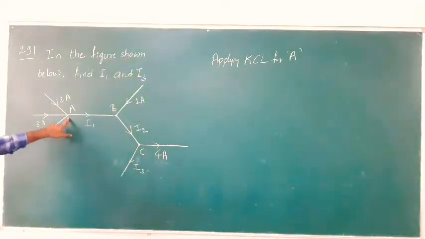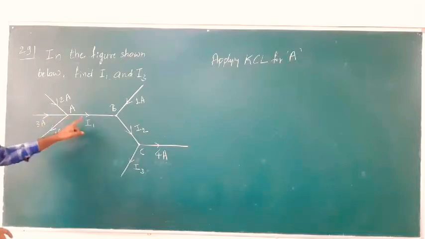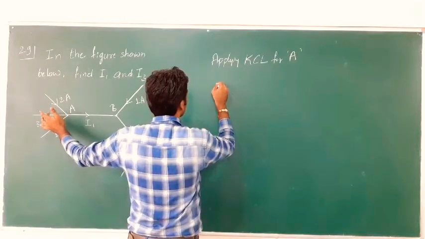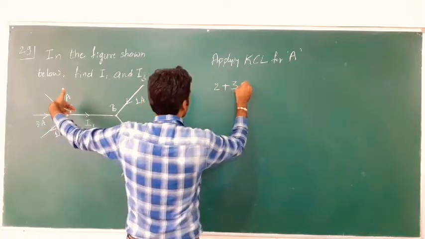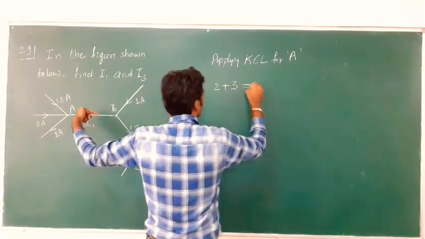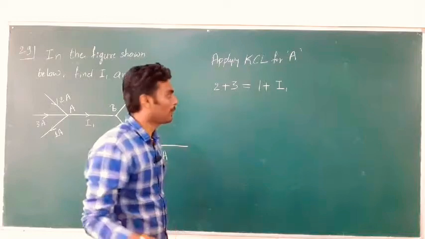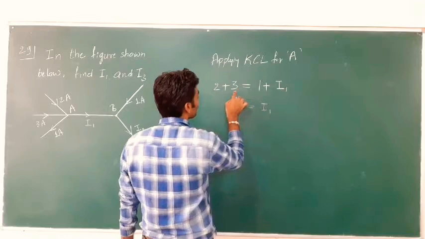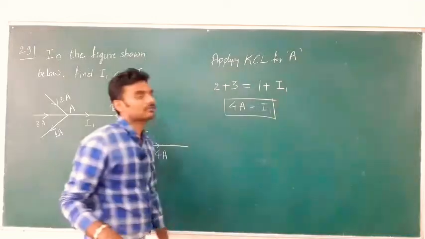Now, what is the total current entering? Look at this: 2 ampere is coming in, 3 ampere is also coming in, 1 ampere is going out, and I1 is going out. So applying KCL, I can write the total current entering is 2 plus 3, equal to the total current leaving, 1 plus I1. Clear? Very easy. Simplifying this, I1 is equal to 2 plus 3, 5, minus 1, 4 ampere. That's it. We have the value of I1.